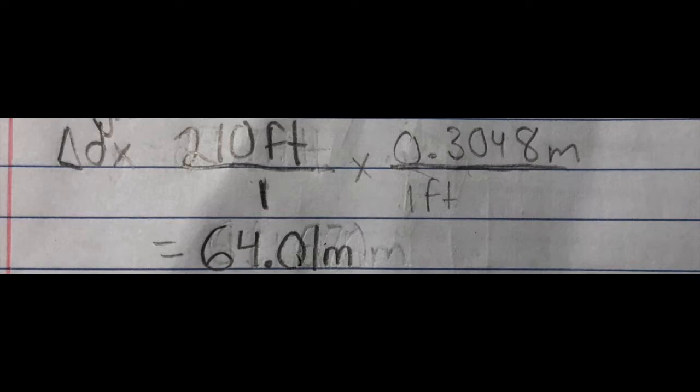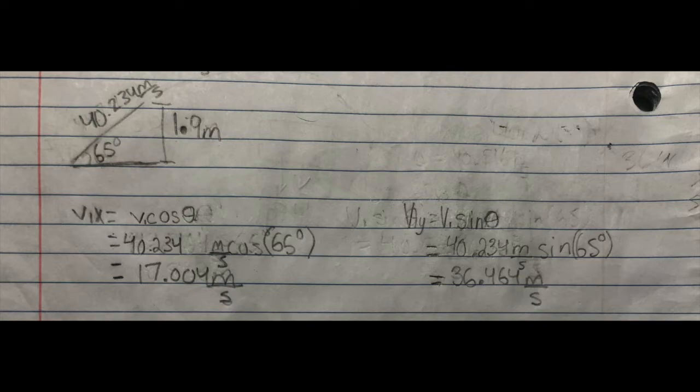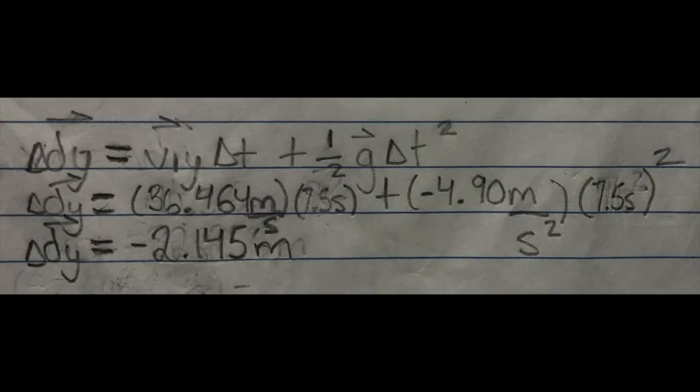In order to put this number in the equation, we need to make it into meters, so it turns into 64.01 meters. To find out the vertical velocity and the horizontal velocity, we must draw a triangle to represent the incline as well, so that we can use the Pythagorean theorem to find out these certain velocities. After these velocities are found, I'm just going to put it into my equation to find out the change in distance. And I get an answer of negative 2.145 meters.